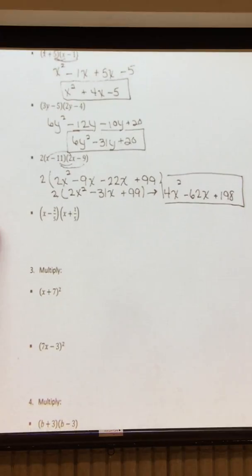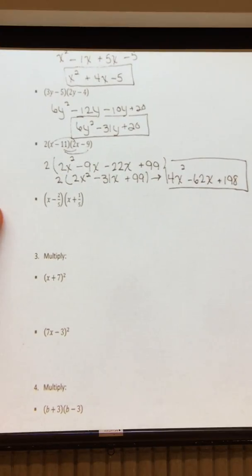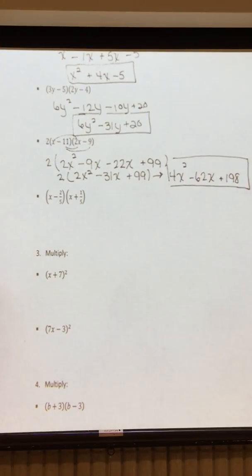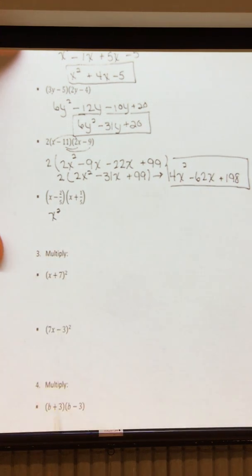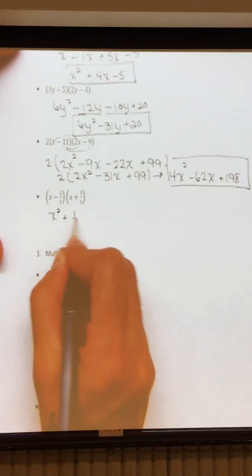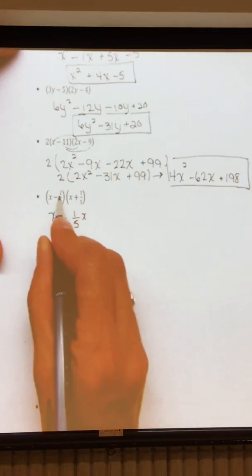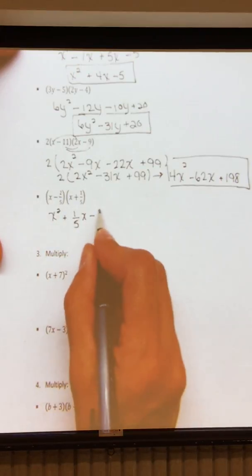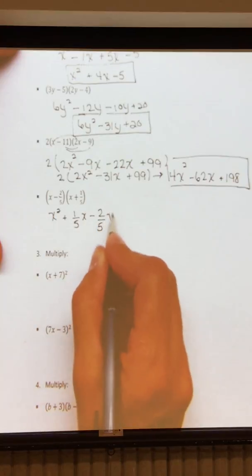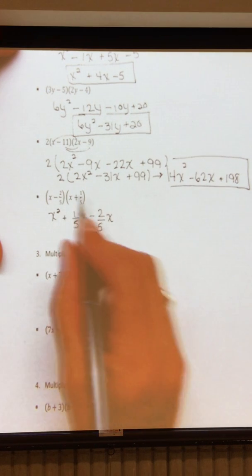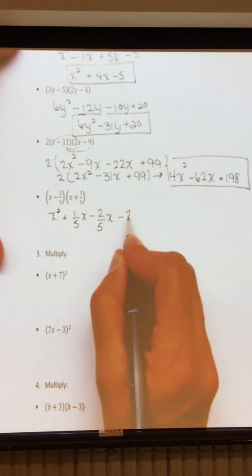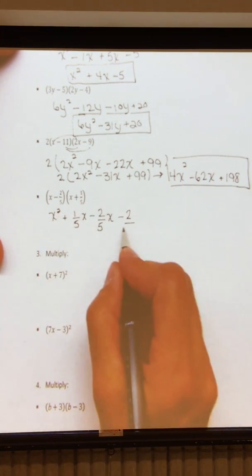The last problem from number 2, you follow the same procedure. You want to FOIL. So x times x is x squared. X times 1/5 is positive 1/5 x. Negative 2/5 times x is negative 2/5 x. Negative 2/5 times 1/5. Again, you multiply the numerators and you multiply the denominators.